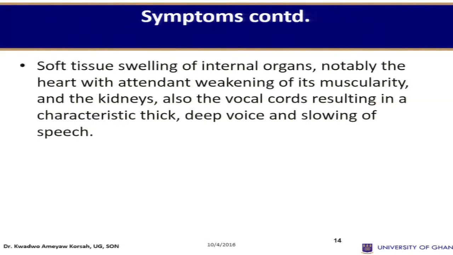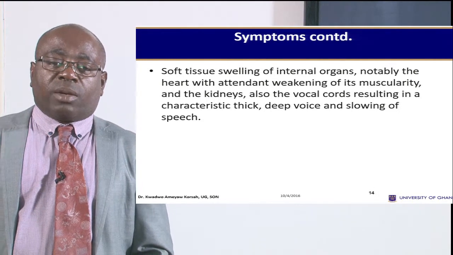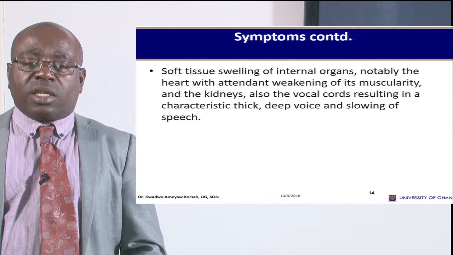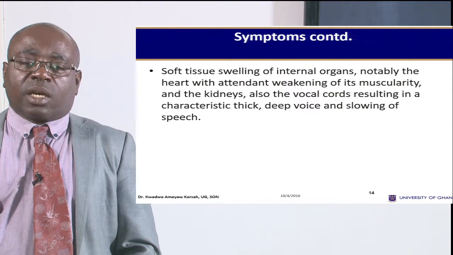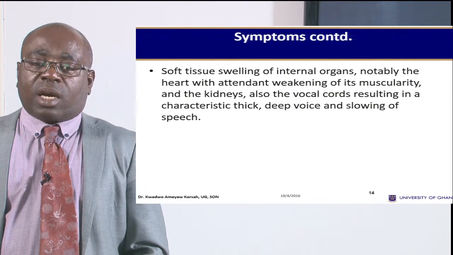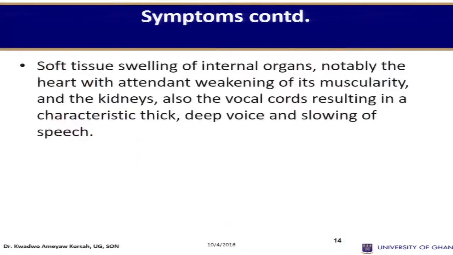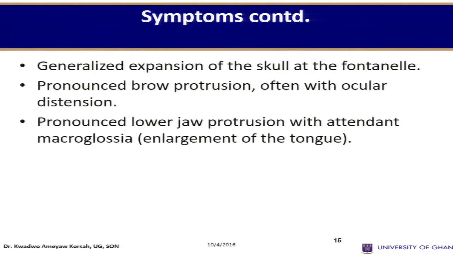And so there is soft tissue swelling of internal organs, notably the heart, with the attendant weakening of its muscularity, and then the kidneys, and also the vocal cords, resulting in a characteristic deep voice and slowing of speech, which may also be observed. And then generalized expansion of the skull at the frontal. We may also have pronounced brow protrusion, often with ocular distension, and pronounced lower jaw protrusion with attendant macroglossia, which is enlargement of the tongue, also likely to occur in the individual.